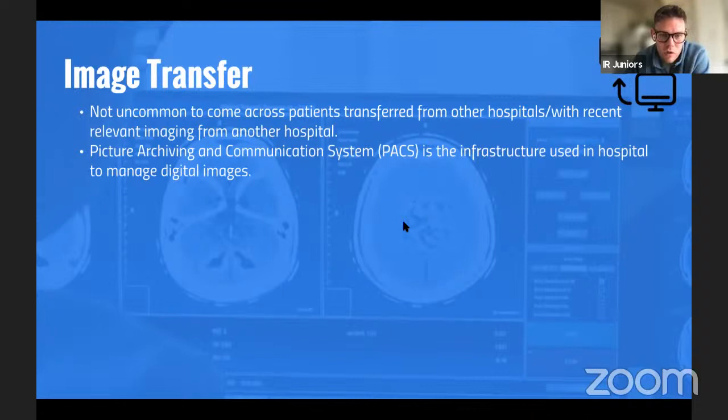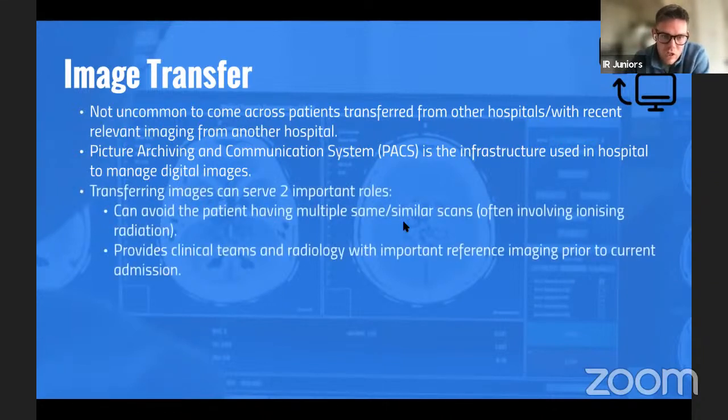When these patients come across, unless you're in Scotland where they've got the whole of Scotland connected up together in a PACS system, which is great, their imaging may not come automatically with them. PACS is essentially the Picture Archiving and Communication System, which is used to locally store images and make them available for viewing. So liaising with the radiology department to transfer images is an important job, because it can avoid patients having multiple scans, which can involve ionizing radiation, and a double dose of that is something you'd want to avoid if you can.